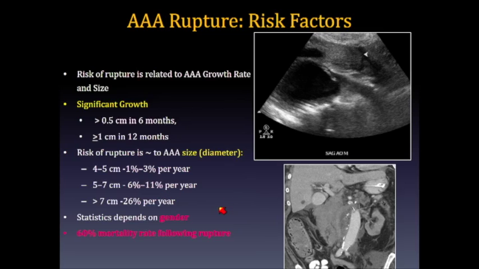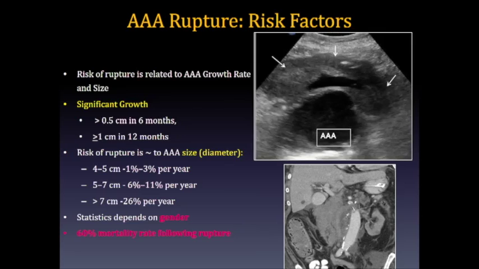Also, statistics depend on the gender, and it's known that females have a higher risk of rupture, and they rupture at a smaller size of the aneurysmal sac. So if a rupture occurs, there is approximately 60% mortality rate following the rupture.